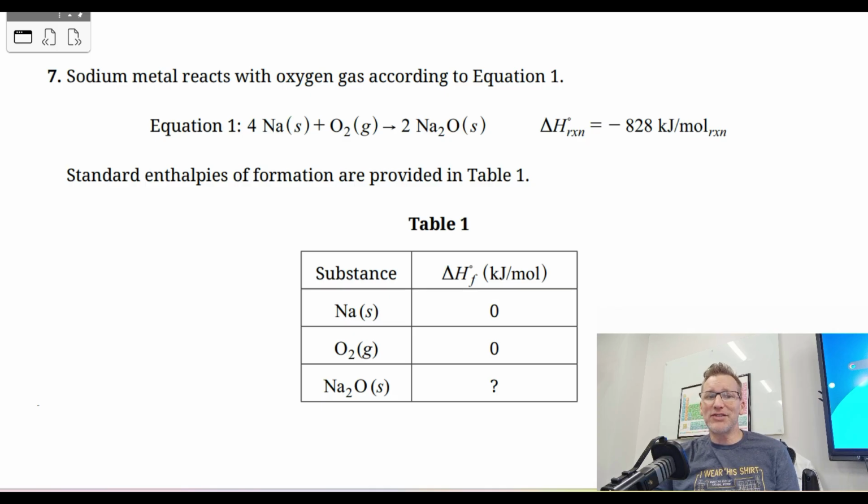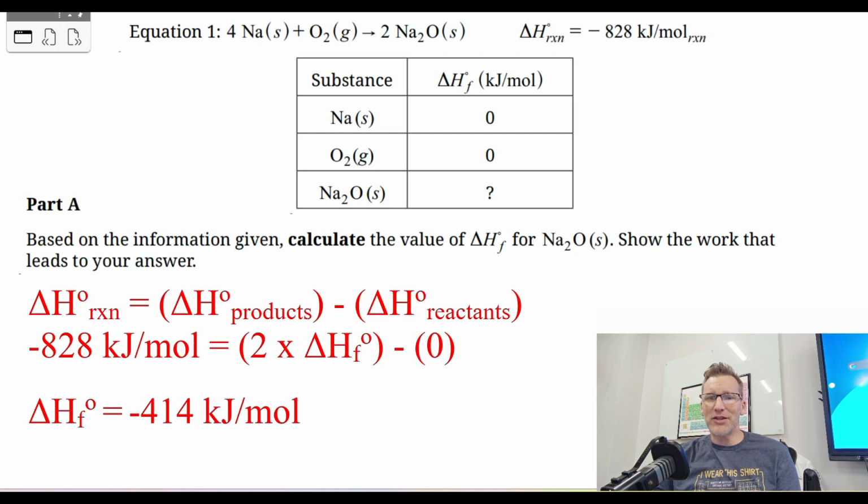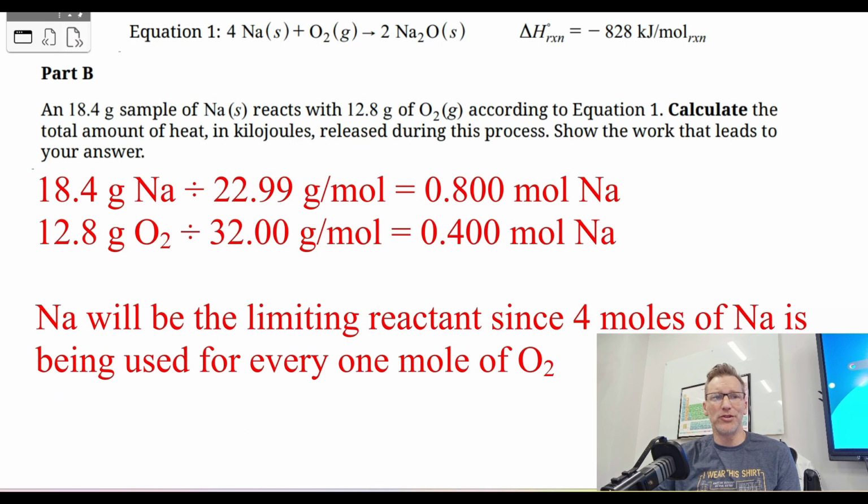They gave us the standard enthalpies of formation. Obviously, only the Na2O is the standard enthalpy of formation, and it's a products minus reactants question. Very easy. Or you could just do a quick proportion, because in the reaction, negative 828 kilojoules per 2 moles of Na2O to form 1 mole of Na2O would be half of that, negative 414 kilojoules per mole. Pretty easy. You could use products minus reactants or just your brain.